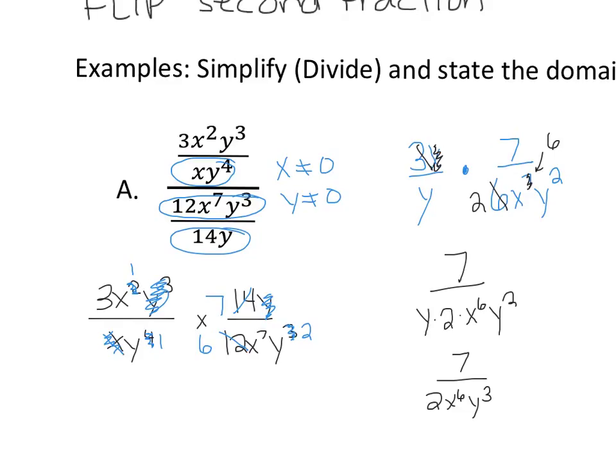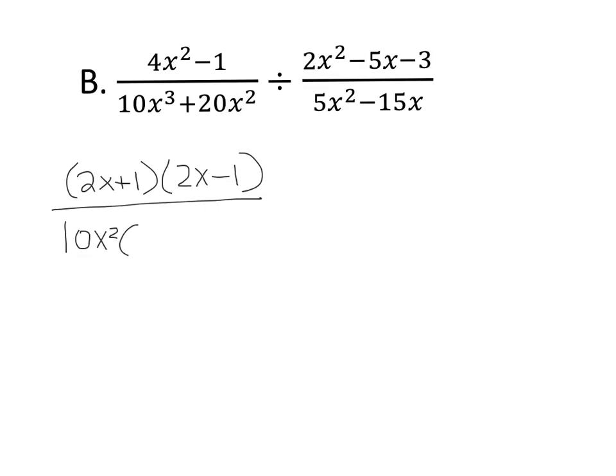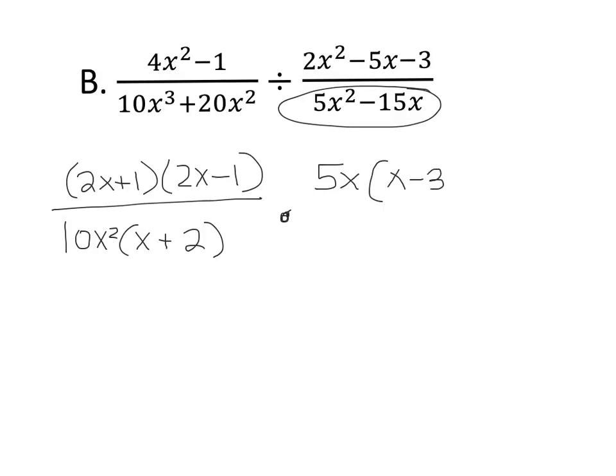Let's take a look at this second problem. So what we want to do is factor it and flip after we factor. So the top is a difference of squares. Then I've got a GCF. Times, I'm going to just factor the bottom here and then bring it up to the top. So that's a GCF, 5x times x minus 3.